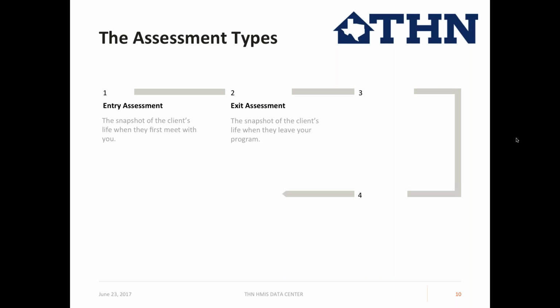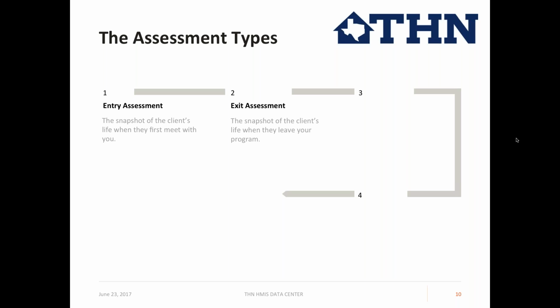If a client doesn't have any services in 90 days, that client will exit. Not after those 90 days. The assessment will return and will be closed on the date of the last time that client received a service. But again, this is only for emergency shelters.